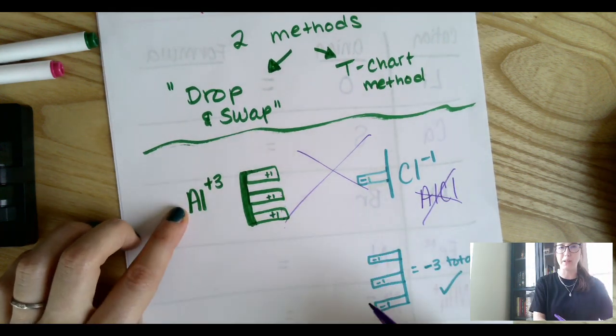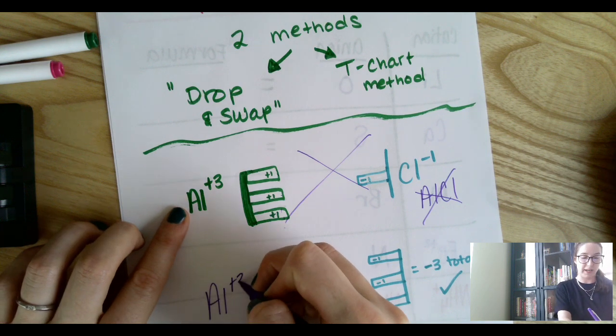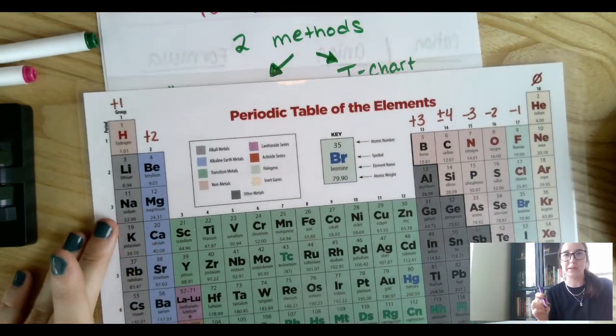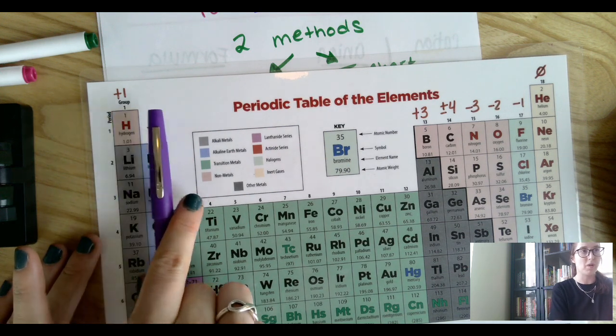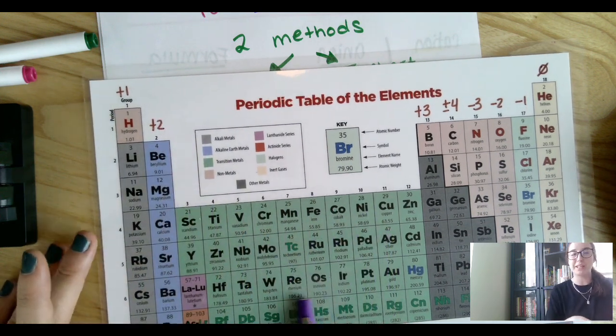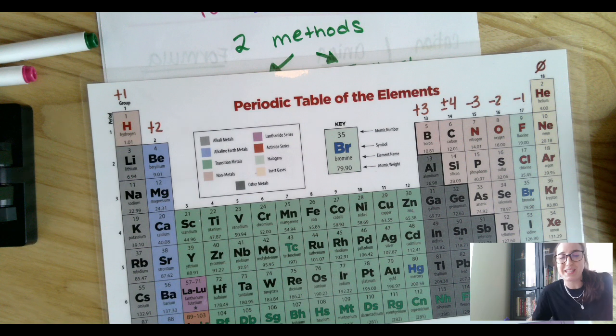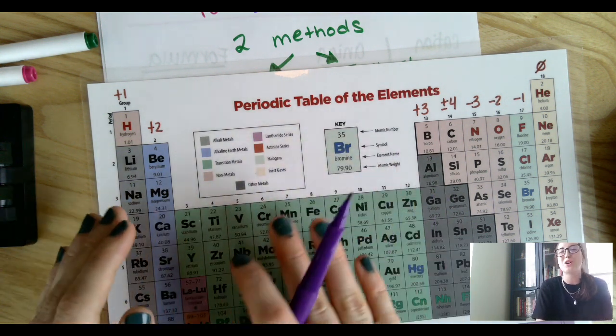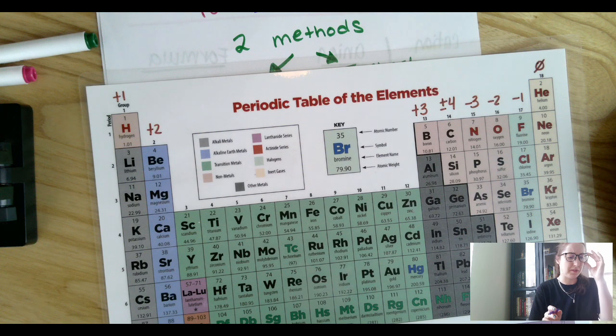I'm going to put aluminum here as a +3. How do I know it's a +3? Let me show you on the periodic table. There is a pattern, a trend to the charges: +1, +2. Transition metals, I call them the fake people of the periodic table. They act different depending on who they're with, so their charges change. Don't worry about transition metals for right now.